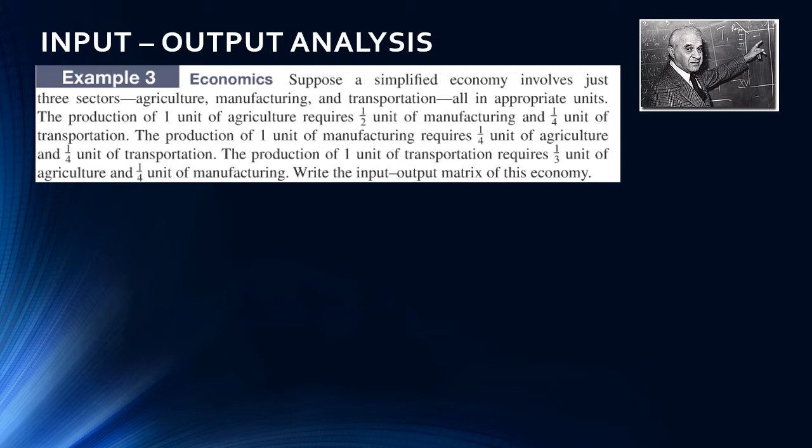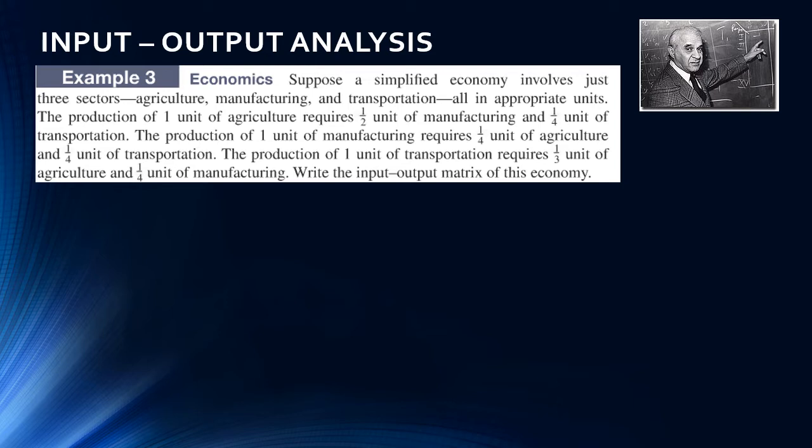Suppose a simplified economy involves just 3 sectors: agriculture, manufacture, and transportation, all in appropriate units. The production of 1 unit of agriculture requires 1/2 unit of manufacturing as input and 1/4 unit of transportation. The production of 1 unit of manufacturing requires 1/4 unit of agricultural input and 1/4 unit of transportation. The production of 1 unit of transportation requires 1/3 unit of agriculture and 1/4 unit of manufacturing. Write the input-output matrix of this economy.